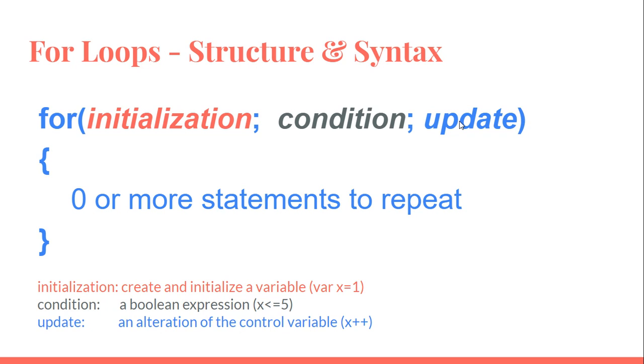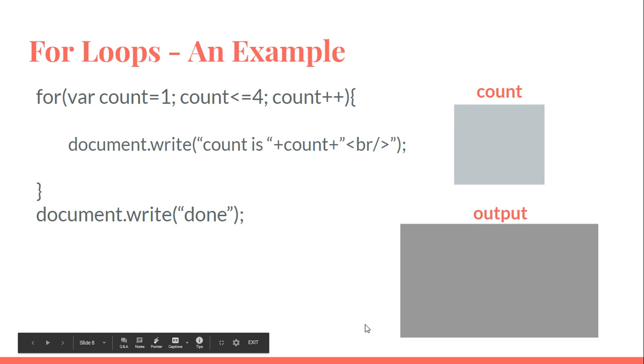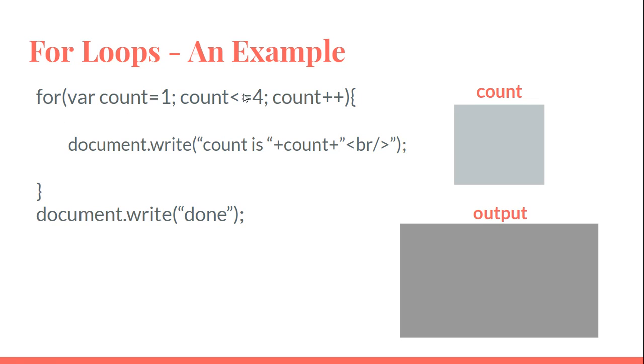And the update is some alteration of the control variable. So in this case, x++. Now let's take a look at an example. Here we go. We've got for var count equals 1. That's my initialization. Count less than or equal to 4. That's my condition. Count++. That's my alteration. Here's my loop body. It's just one statement that outputs "the count is" and shows the count variable. And then I've got "done" at the end of the program.